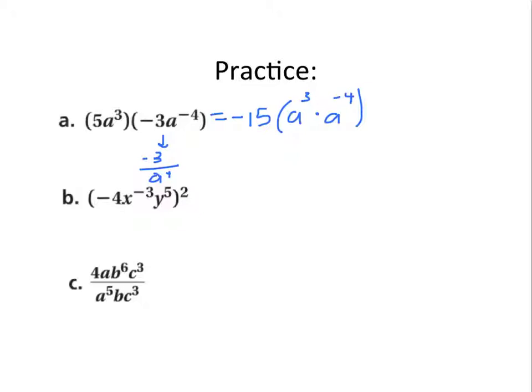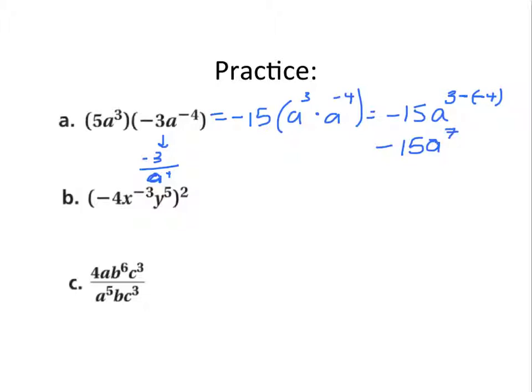I could have rewritten it that way. But since I have two powers that have the same base, I can just keep that base. So negative 15 is the coefficient. Keep that base and subtract those exponents. 3 minus negative 4, make sure there's like minus signs, is 7. So this is negative 15, a to the 7th power.